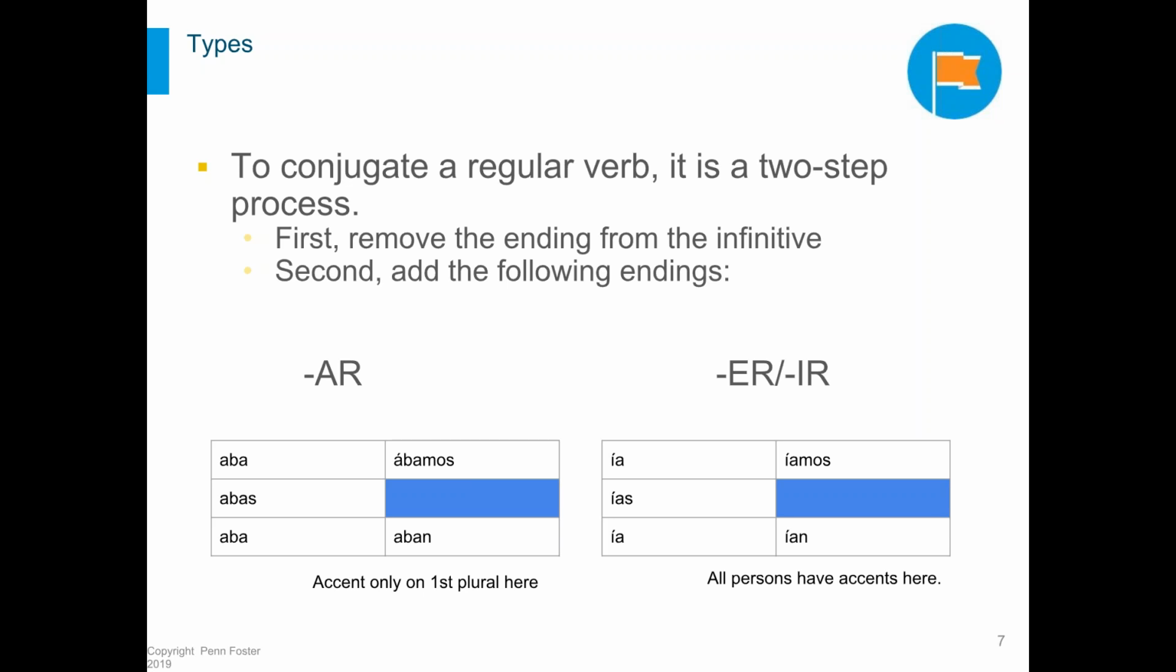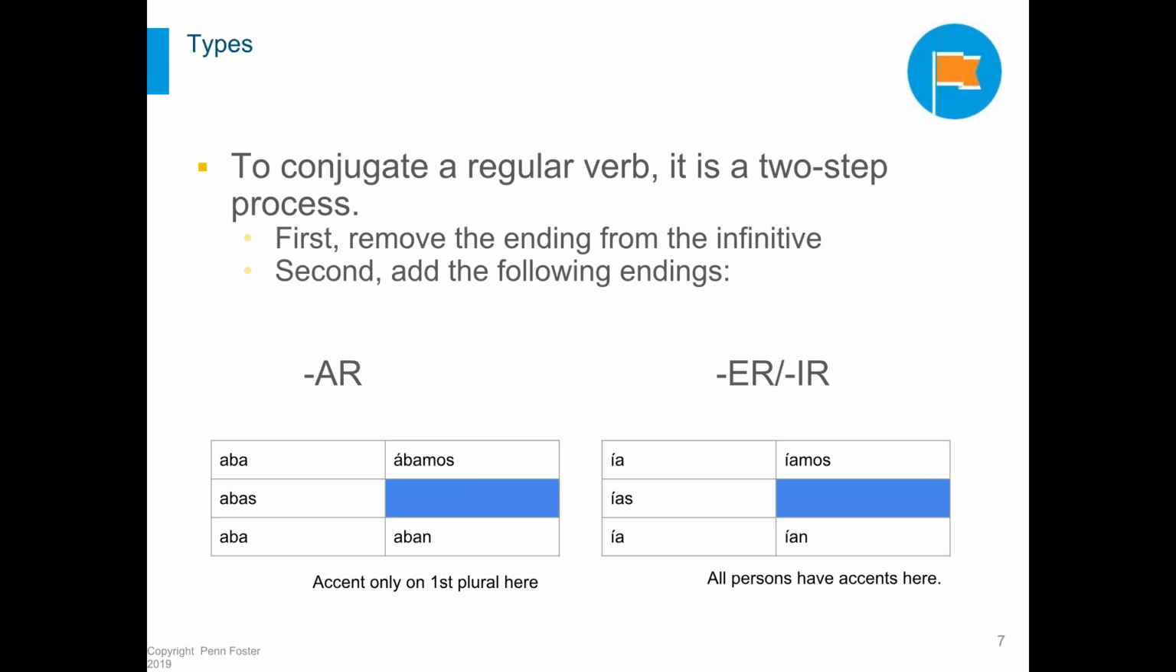Okay, so there are two steps to conjugating a regular imperfect tense verb. First, remove the infinitive ending, the AR, the ER, or the IR. And then the second would be to add the imperfect tense endings to that stem. Just remember, the stem is everything that's left over in a verb when the last two letters, the AR, the ER, the IR, have been removed from the infinitive.